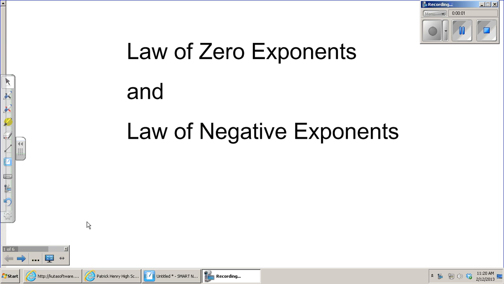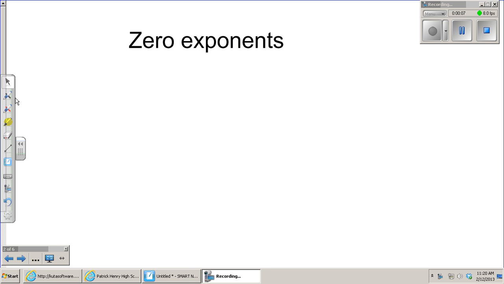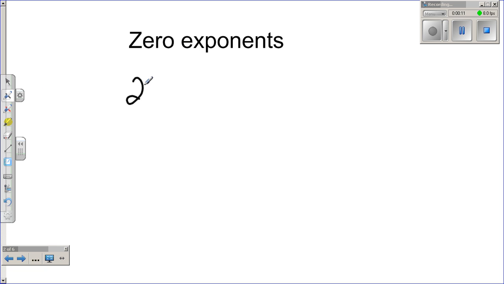Okay, here's a video on the law of zero exponents and the law of negative exponents. First, let's look at the law of zero exponents. It's really easy. Any number to the power of 0 equals 1. If it would be a variable to the power of 0, it would equal 1.